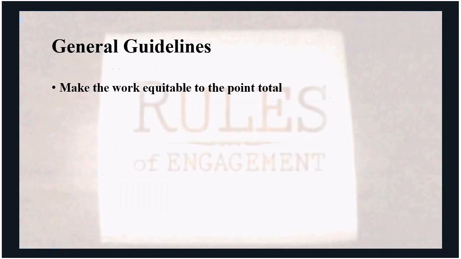And we just have to remember 3 guidelines. Number 1, when you're creating these, make the work equitable to the point total. If it's only 5 points, don't make them write 7 paragraphs and cite sources, because number 1, the students aren't going to do it. They're going to say, I don't need those 5 points. And number 2, it's just downright mean to force other students who want those points to have to do that much work for such little reward.